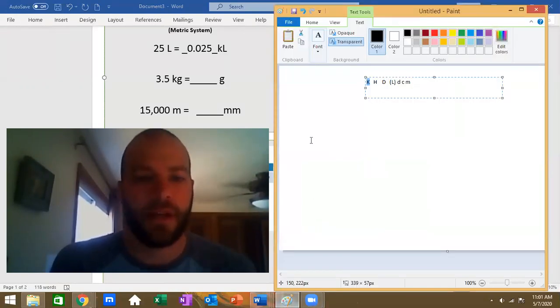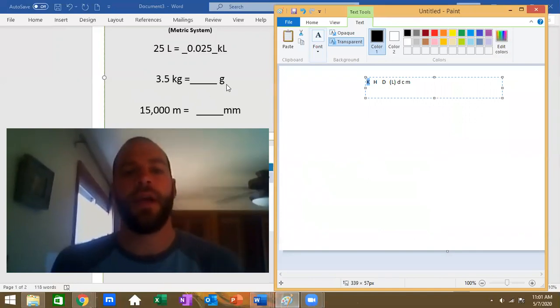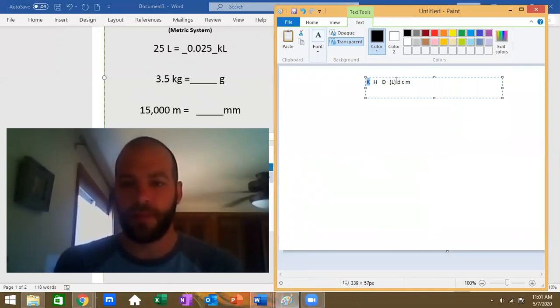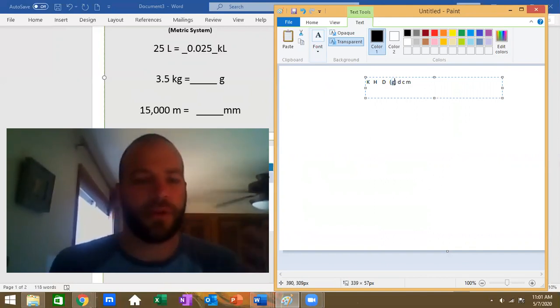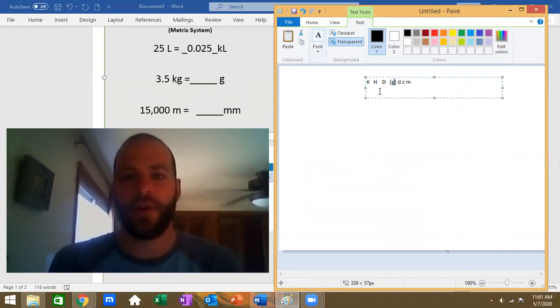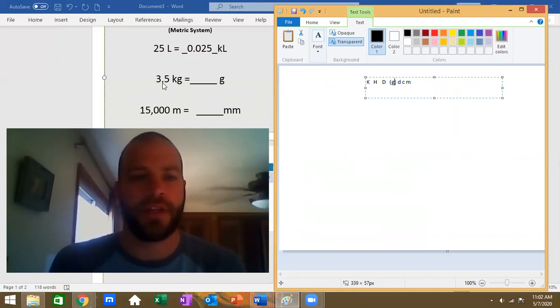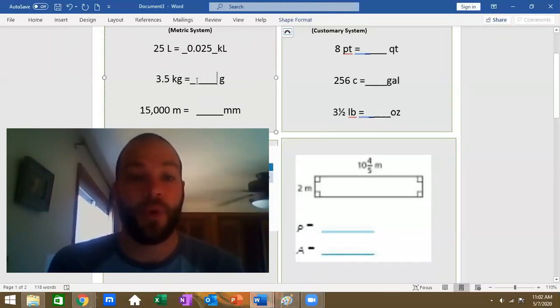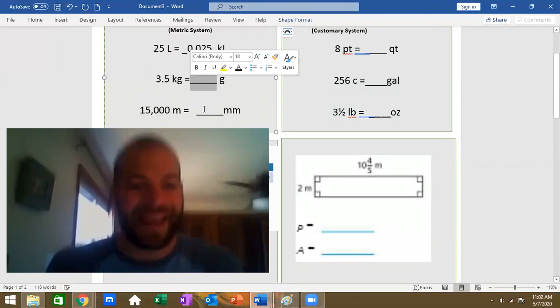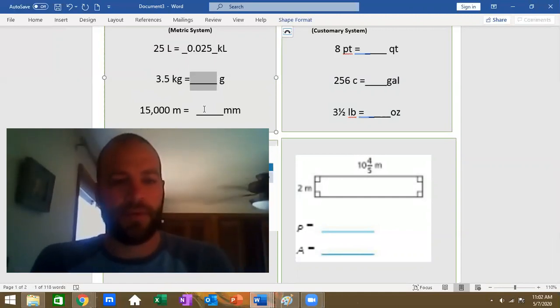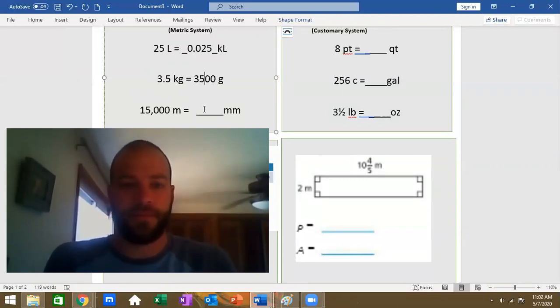So we have kilograms, and we're going to go all the way over to grams. So instead of everything having a liter to it, the base is grams, which is measuring weight. So we're going from kilograms to grams. So we're going to go right, 1, 2, 3. So the decimal moves right 3 times, or it gets multiplied by 1,000 because that's the same thing, right? 3.5 times 1,000 is 3,500.